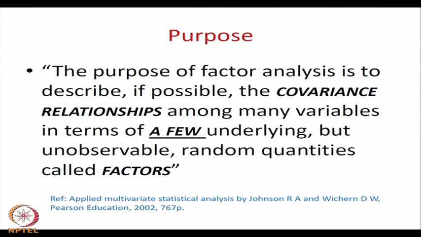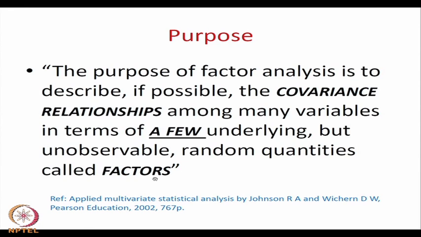And what is the information in your data set? That is the covariance matrix. So, factor analysis uses the covariance matrix. So, the purpose of factor analysis is to describe, if possible, the covariance relationship among many variables in terms of a few underlying but unobservable random quantities called factors. That is the purpose. So, we are now in a position that we know what is a construct or factor, what are manifest variables, and what is the exploratory factor model, and what are the different assumptions related to this factor model.